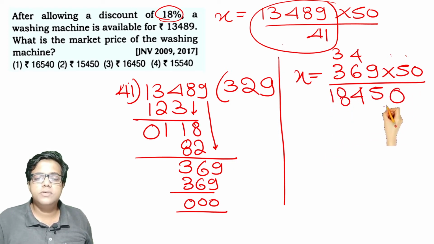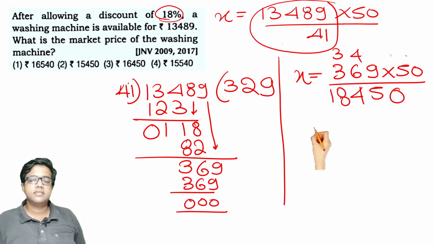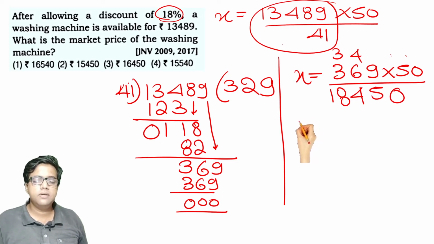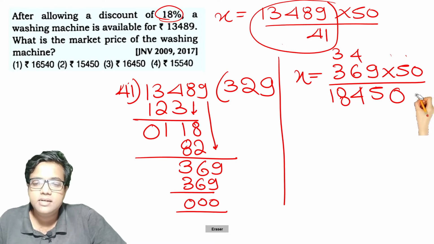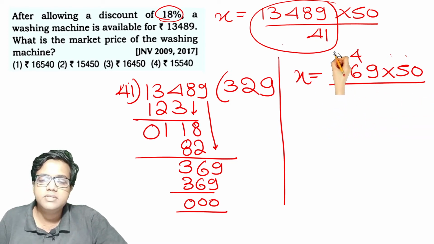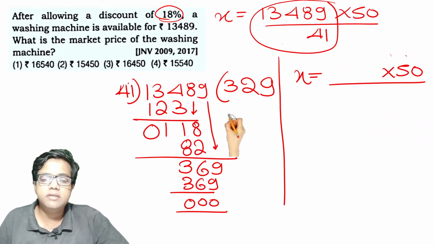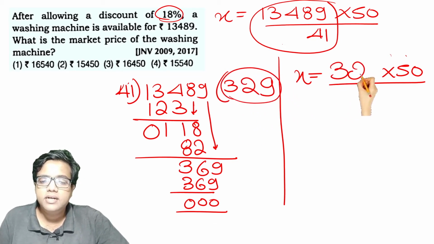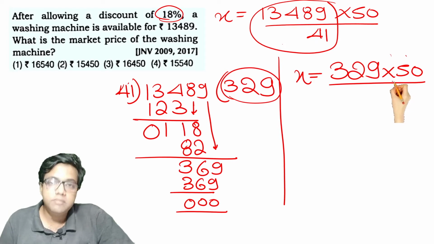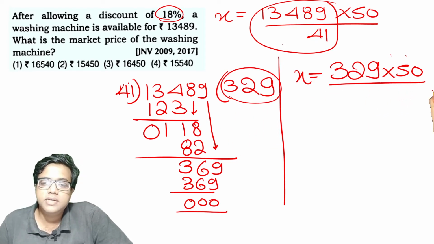And one more 0 is there. You will keep that 0 as. So therefore, did I do something wrong here? Yes, I did a very big mistake here. The quotient is 329, right? 329. So I took it in a wrong way. That's why I was getting a different answer.